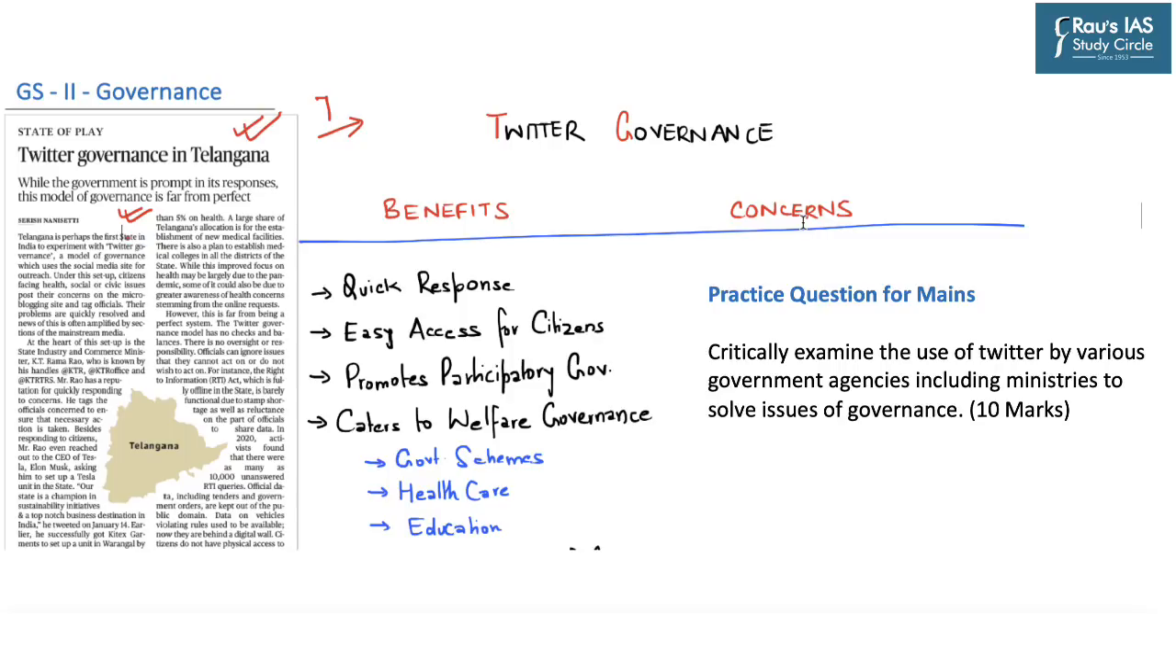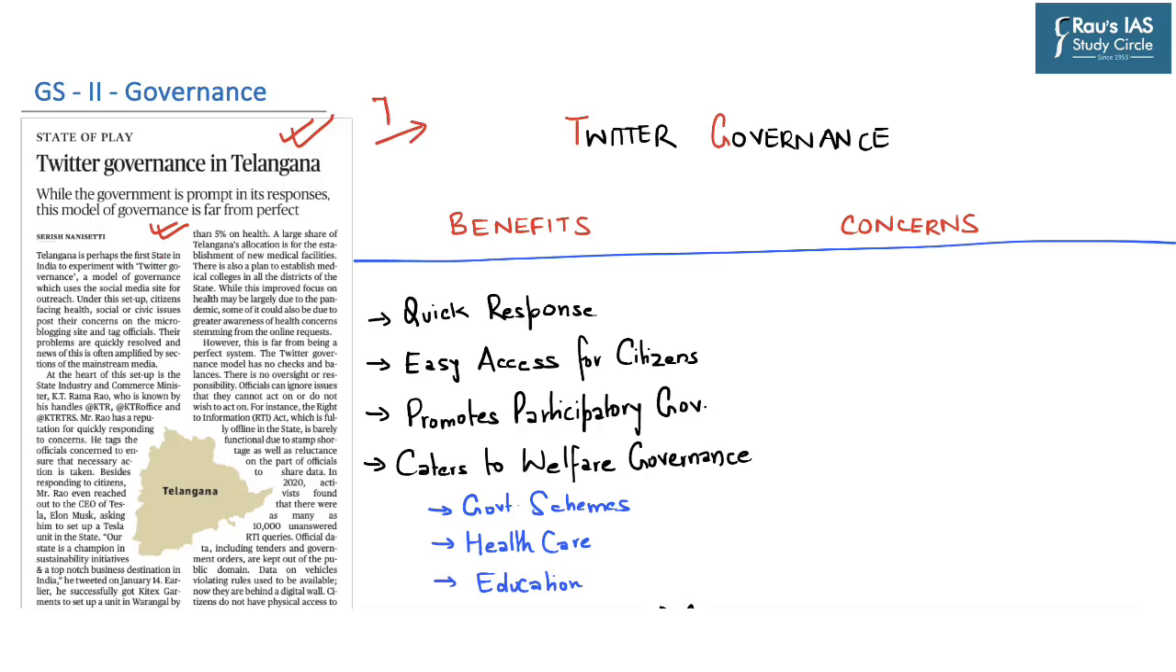Now similar questions based on use of social media can also be asked by UPSC with respect to addressing the issues of governance. So in this regard, let's go through some of the benefits and also concerns with respect to this new model of governance referred to in this article as Twitter model or Twitter governance. Now this article highlights the example of Telangana, where the State Industry and Commerce Minister of Telangana, K.T. Rama Rao, is also known by his Twitter handles @KTR, @KTROffice and also @KTRTRS.